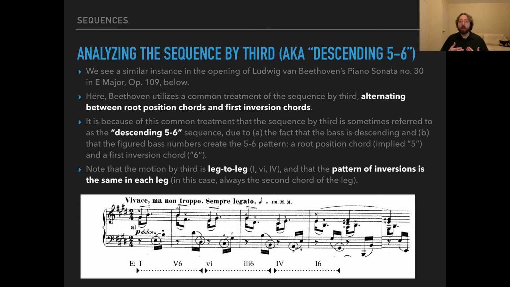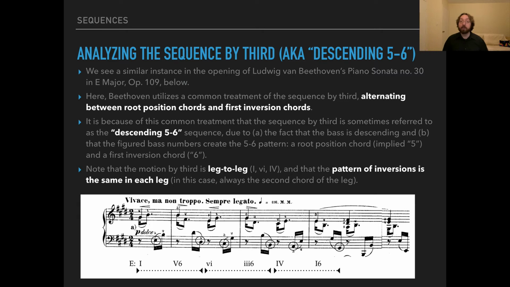It's because of the common treatment of the root position chord to the first inversion chord that the sequence by third is sometimes known as the descending 5-6 sequence when it appears like this. This is due to the fact that the bass is descending and that the figured bass numbers create this 5-6 pattern. A root position chord with the implied 5 of the figured bass and a first inversion chord with the 6 in the figured bass.